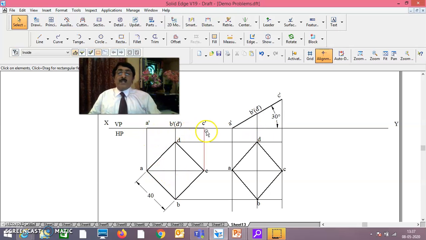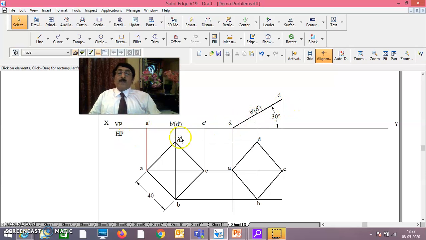Now even if you pull this up, when you make it inclined at 30 degrees to HP, this diagonal is still parallel to VP only. In fact, it will be lying on VP. When it is inclined at 30 degrees to HP, this diagonal AC is still parallel to VP, that is, lying on VP itself. The true length is seen here. This true length and this true length are the same. That's why this first stage front view and second stage front view are the same.